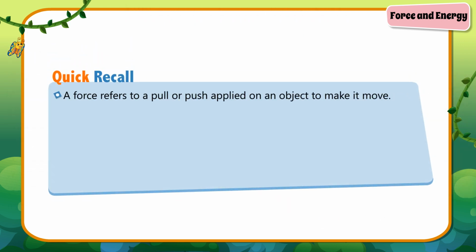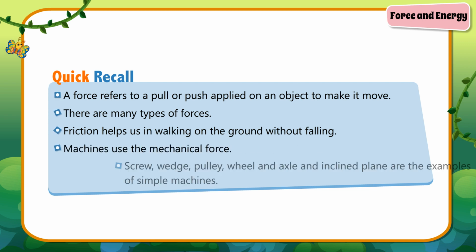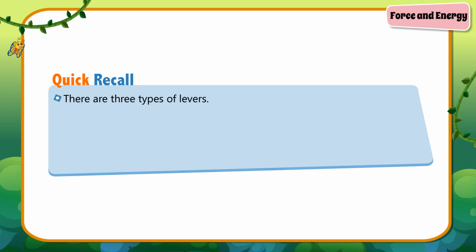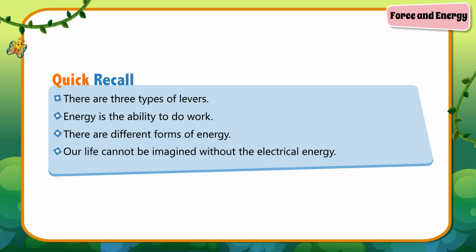Quick recall. A force refers to a pull or push applied on an object to make it move. There are many types of forces. Friction helps us in walking on the ground without falling. Machines use the mechanical force. Screw, wedge, pulley, wheel and axle and inclined plane are examples of some simple machines. There are 3 types of levers. Energy is the ability to do work. There are different forms of energy. Our life cannot be imagined without electrical energy.